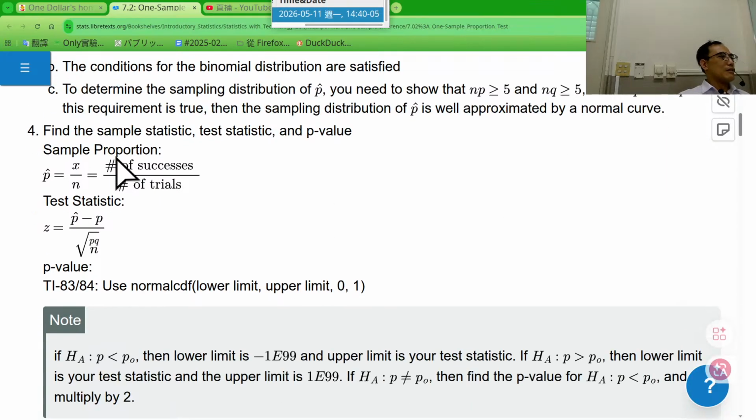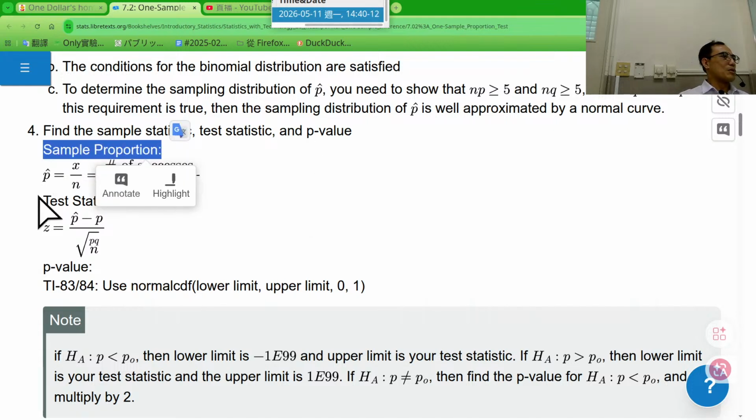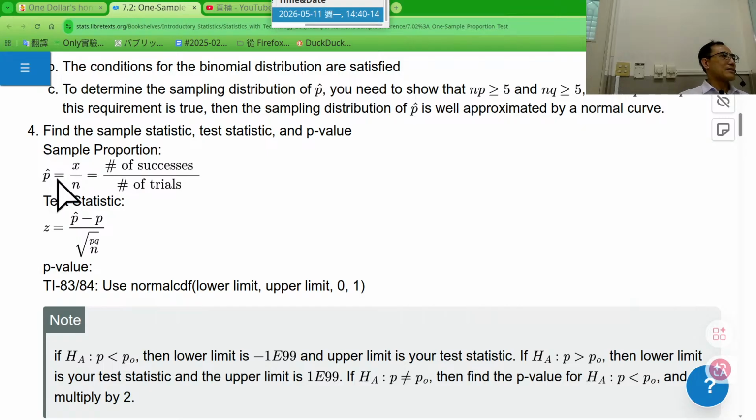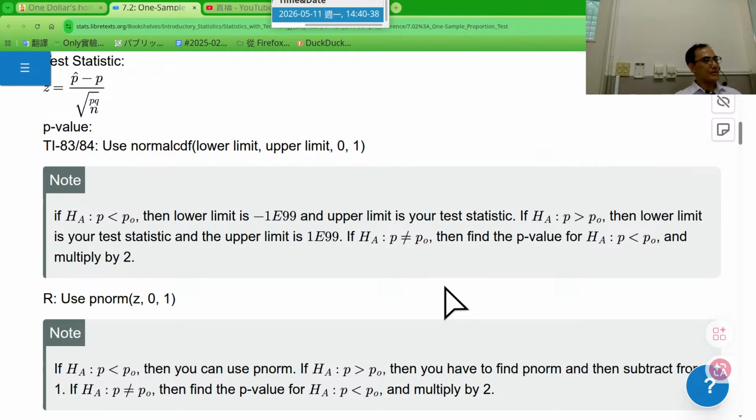Okay. Find the test statistic and p-value. Here, the sample proportion p hat is equal to x divided by n, the number of successes divided by the number of trials. And the test statistic, the z score, is p hat minus p divided by the square root of this one. Okay, let's check here.